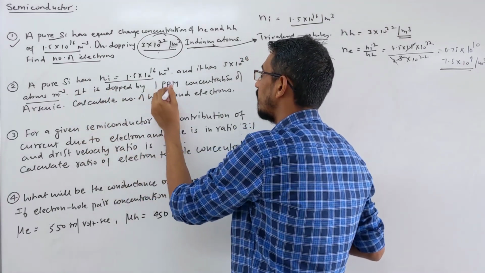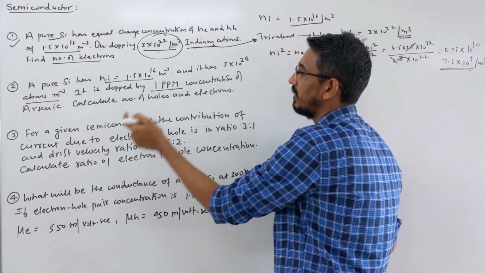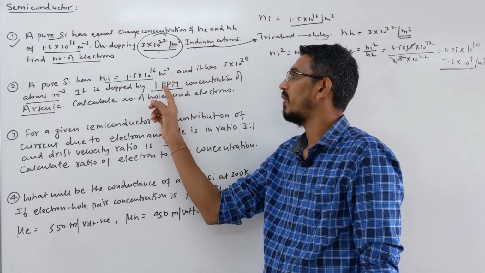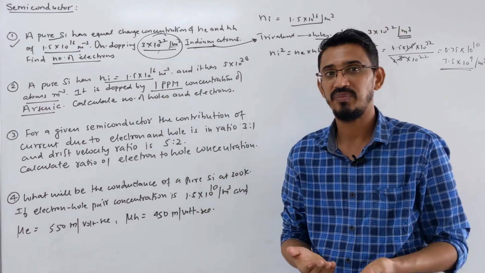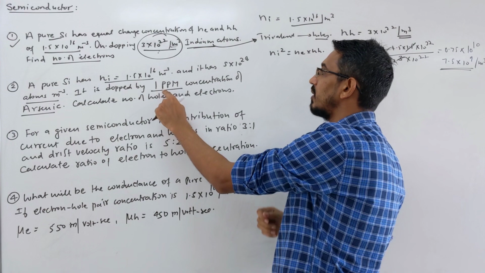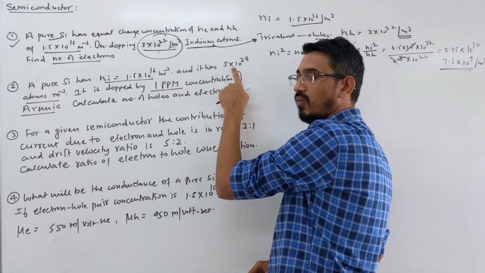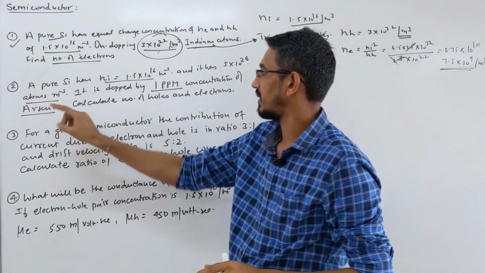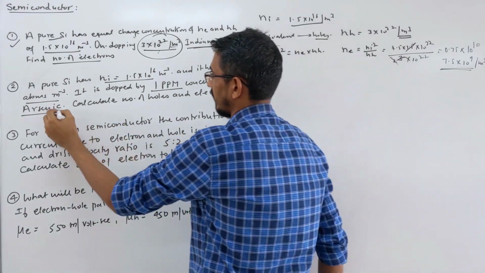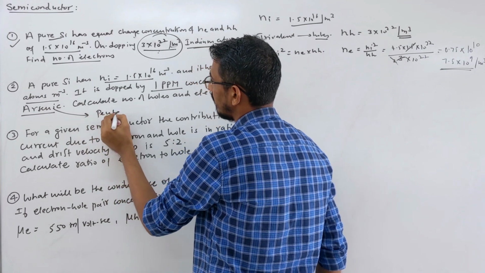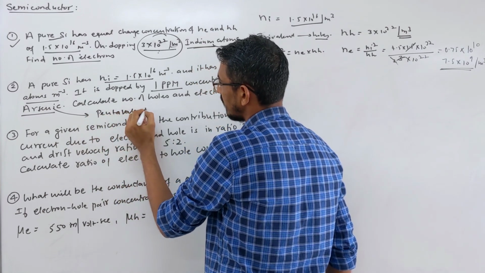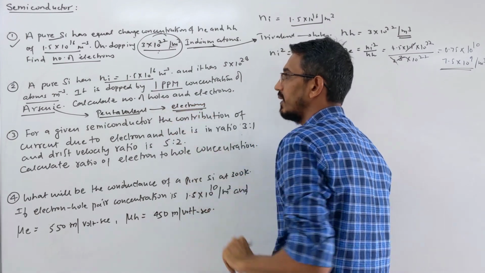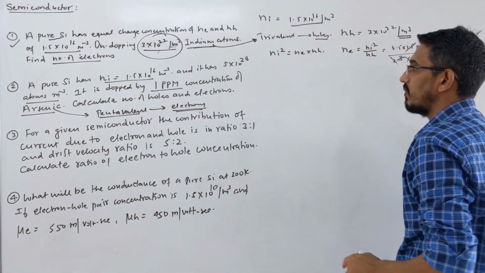If it is doped by 1 ppm concentration of arsenic, the doping concentration given is 1 ppm. ppm is parts per million, you know, right? So what's the meaning of this? For every 1 million silicon atoms, we are doping 1 atom of impurity. And the impurity given is arsenic. First understand, arsenic is pentavalent, which means it will give you free electrons, correct? Okay, let's follow step by step.